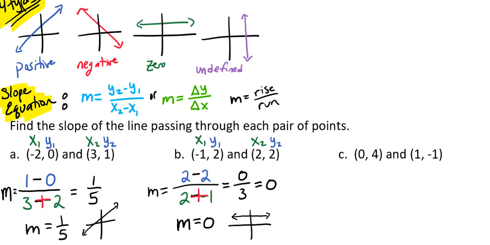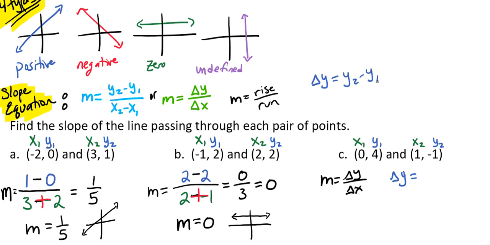Let's look at our third example. So here we have 0, 4 and 1, -1. So we'll start off by labeling our numbers. And this time I'm going to use the equation m equals the change of y over the change of x, so you can just see how it's done. You would get the same answer, but that way you can see the difference. So we're going to find the change of y first. The change of y means that you're just going to subtract your y's. And your change of x just means you're going to subtract your x's. So you're kind of doing the same work.